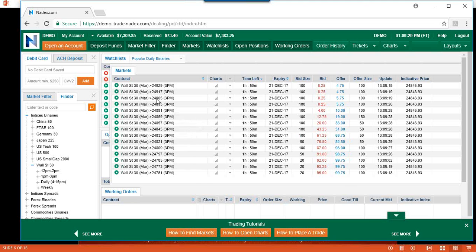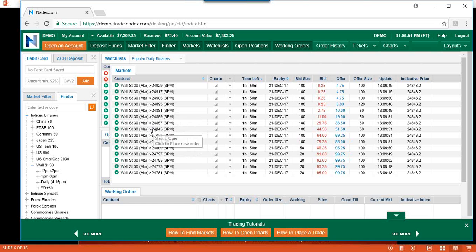So what do we know about binaries at expiration? How does a binary work at expiration? It's either 0 or 1, true or false, yes or no, all or nothing, right? At expiration, a binary is either worth 0 or it's worth 100, correct?